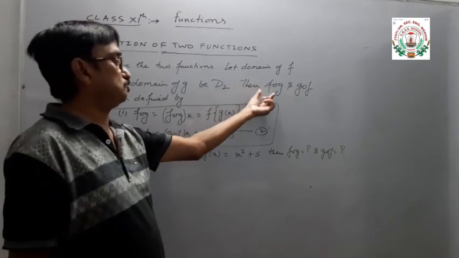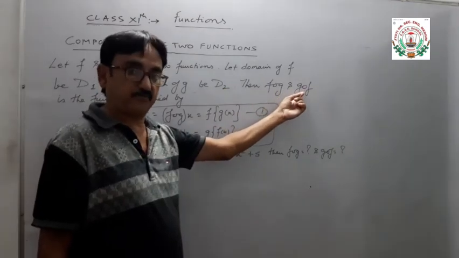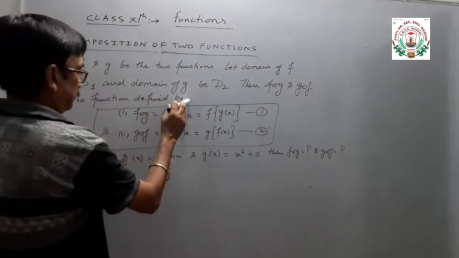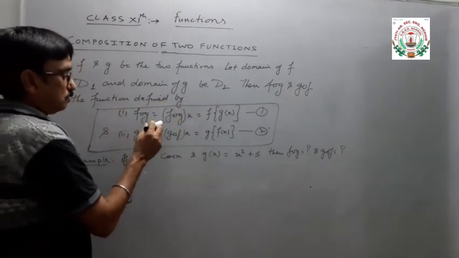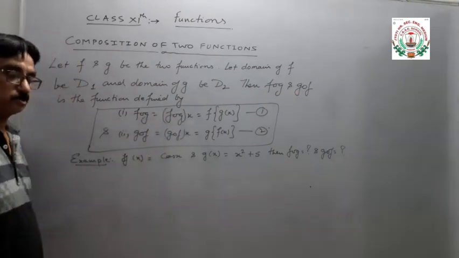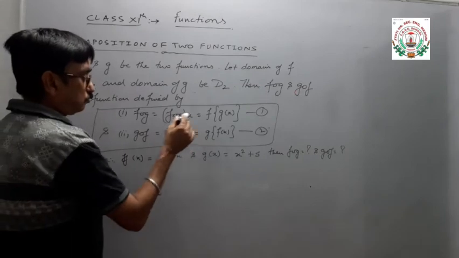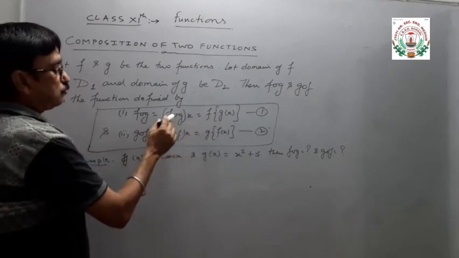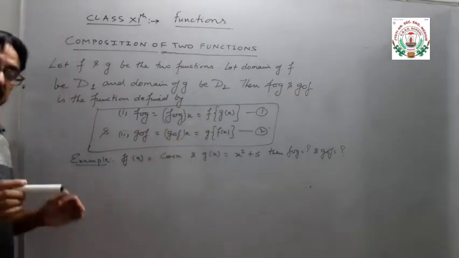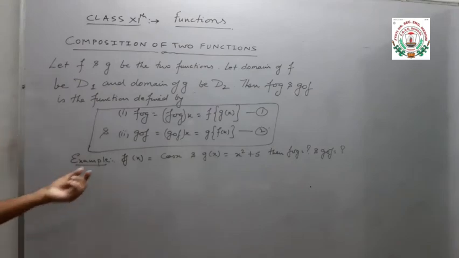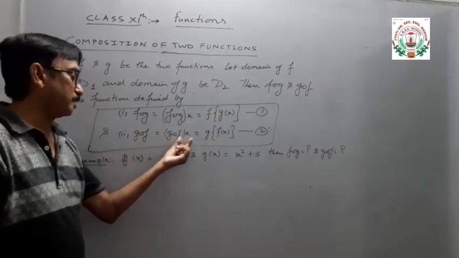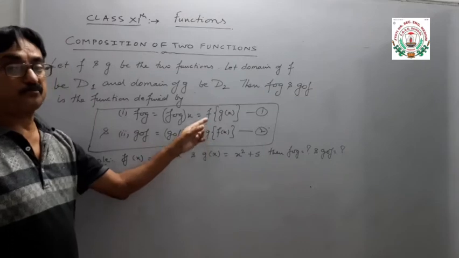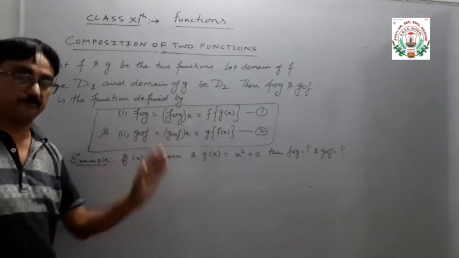Then f operation g and g operation f, where o means operation or composition, is the function defined by (f operation g) of x, which will be equal to f of g of x. f operation g of x will be equal to f of g of x, function of g of x, and g operation f of x will be equal to g of f of x. So g of f of x, g is a function of f of x.